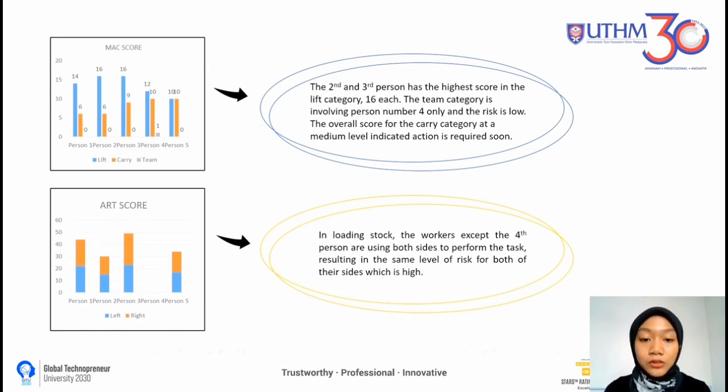For the ART score, in loading stock, the workers except the fourth person are using both sides to perform the task. To limit the risk of musculoskeletal disease, some recommendations for loading stock operation are using comfortable and adaptable equipment and avoiding excessive lifting or reaching.